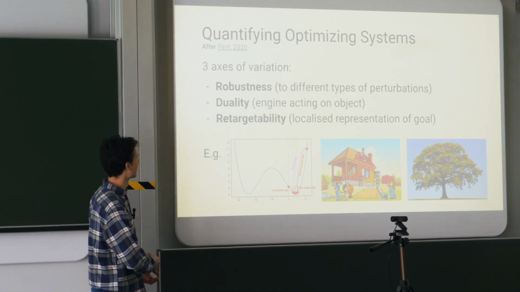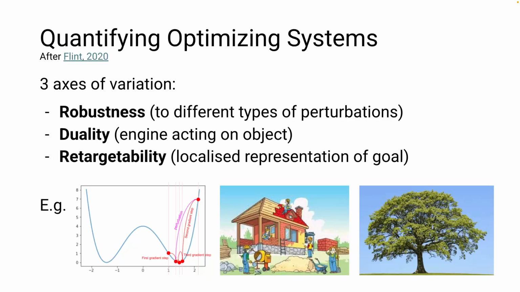Oh, so I'm going to dig into these a little bit more in this slide. Again, from this nice blog post, when thinking about optimizing systems and the different things that can be viewed within this framework, there are three main axes of variation that help to describe a lot of the different properties of systems that might fit into this framework.